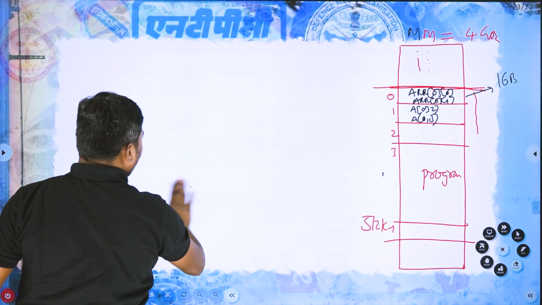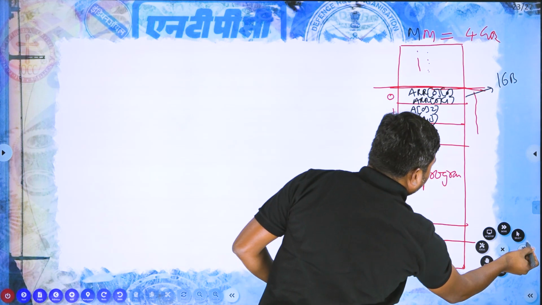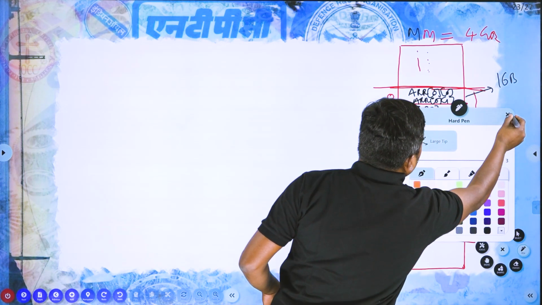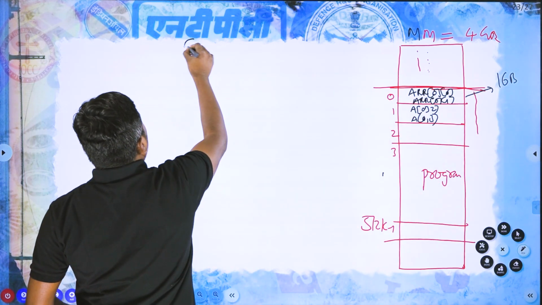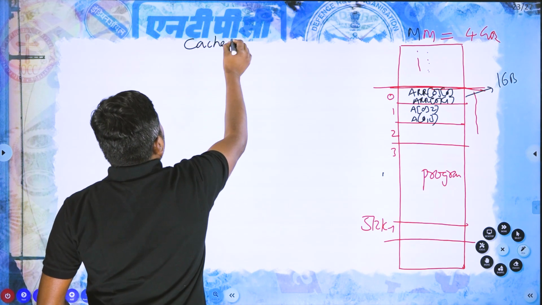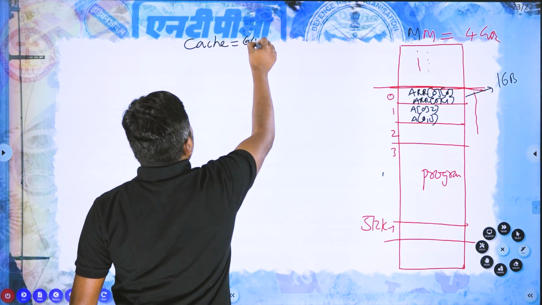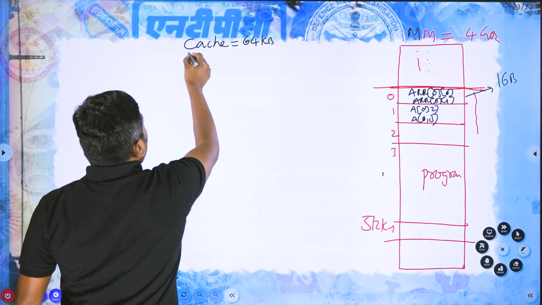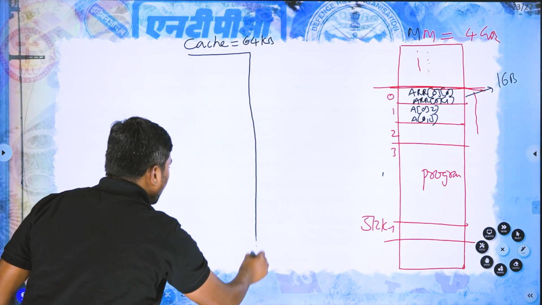So some information got it here, right? Fine, look. So looking into cache. Okay, looking into cache. So what is cache? It is 64 kilobytes, correct or not? So cache is also organized in terms of blocks, right? Block.